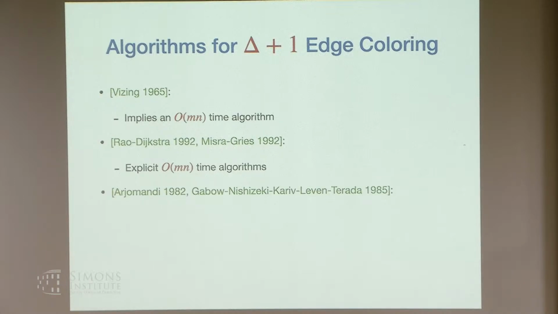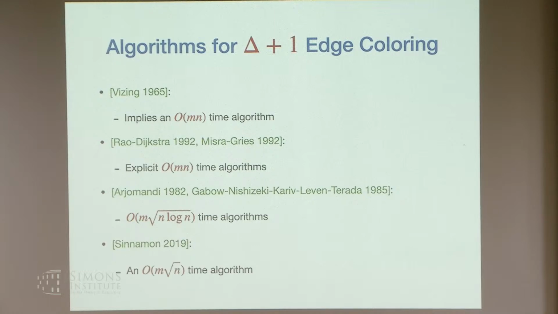But then Arjomandi and also independently Gabow et al. showed that you can actually get an m root n time algorithm for this problem. And this remained roughly the best runtime for many years until Sinnamon showed that you can shave off a square root log n factor from it. In fact, he showed that you should just analyze this algorithm a bit better. The recurrence itself is giving you m root n. This log n was thrown in just for convenience. Good. So this is the bound we know.